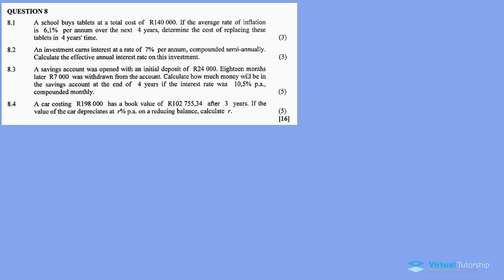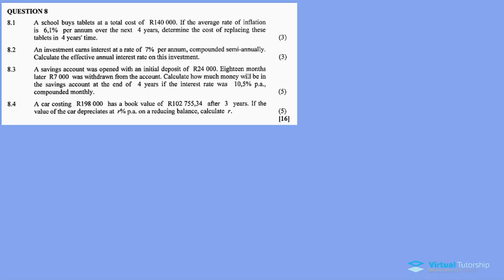8.1, a school buys tablets at a cost of 140,000. If the average rate of inflation is 6.1% per annum over the next 4 years, determine the cost of replacing these tablets in 4 years' time.